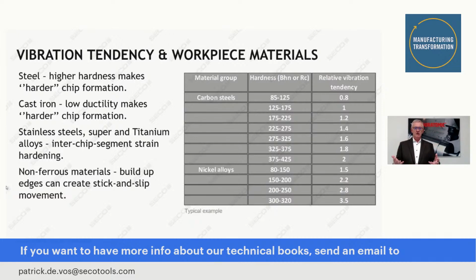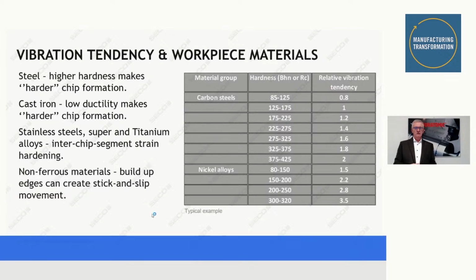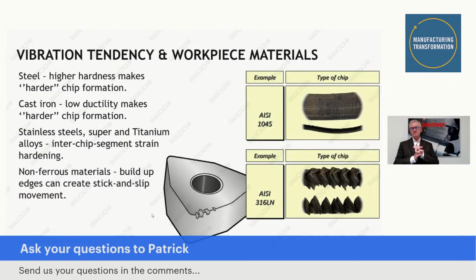And look at nickel alloys, typical Inconel type materials. There you see the relative vibration tendency, which is a metric for risks for micro vibrations, is 3.5. It's nearly 4 times as high. It's something we have to be aware of.